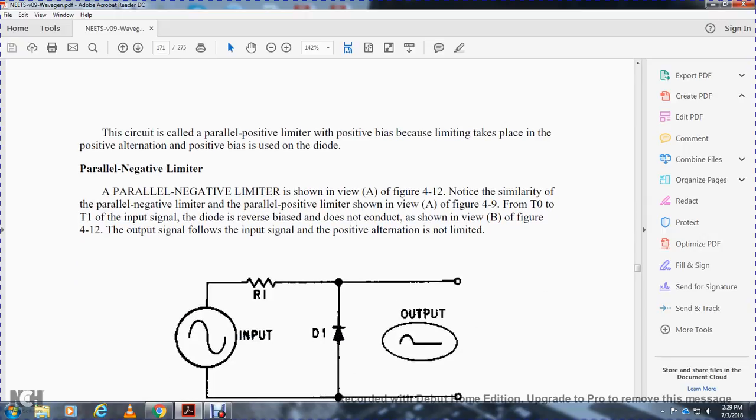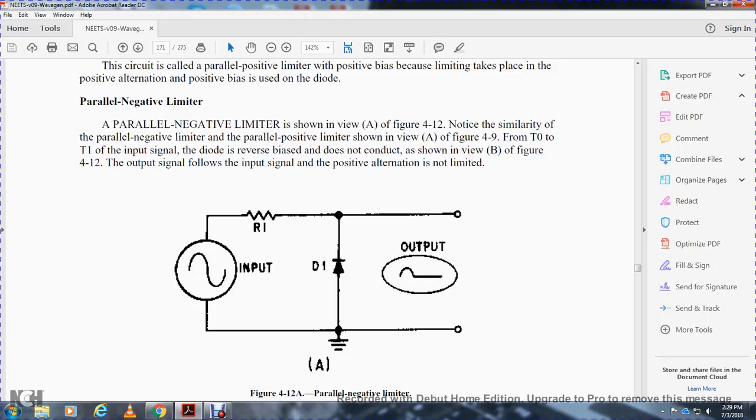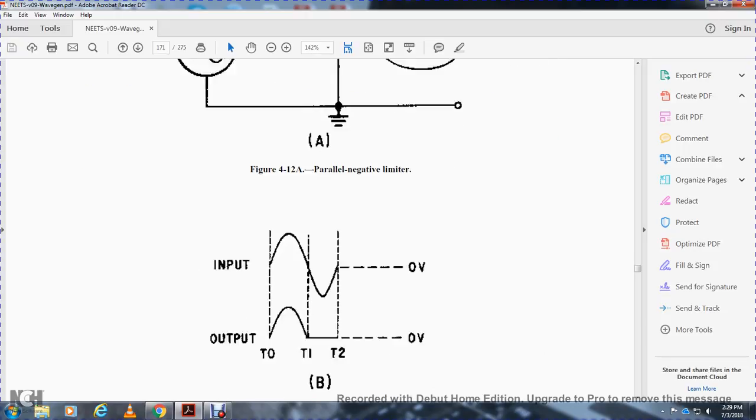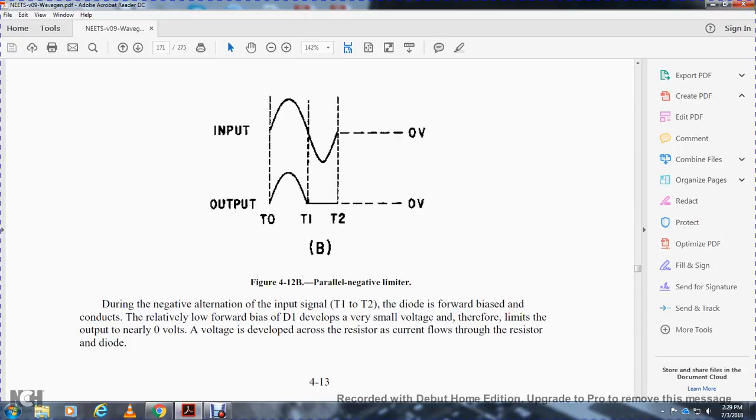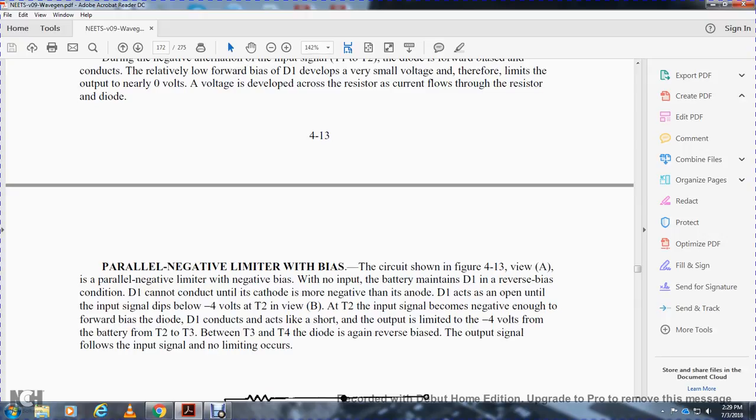This shows the input signal of the parallel negative limiter: resistor and diode, with a positive output wave. This shows the output of the parallel negative limiter. During the negative alternation of the input signal, time 1 to time 2, the diode is forward biased and conducts. The relatively low forward resistance of diode D1 develops a very small voltage, therefore limiting the output to nearly 0 volts. Voltage develops across the resistor as current flows through the resistor and the diode. Parallel negative limiter with bias.